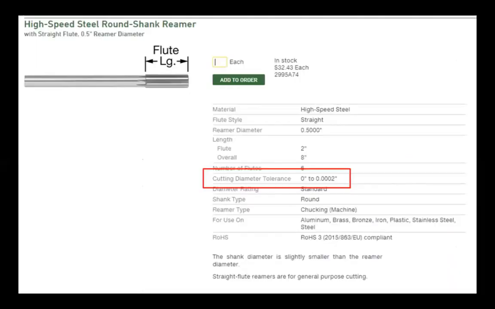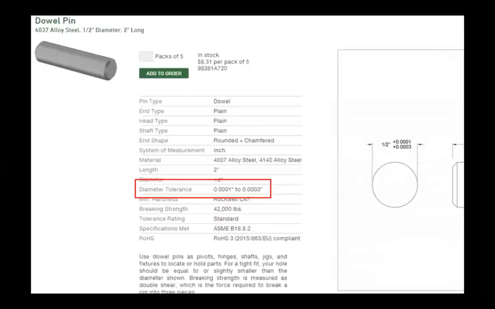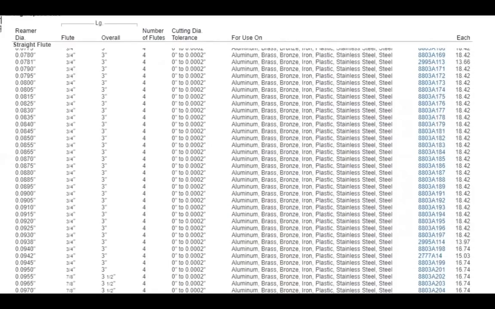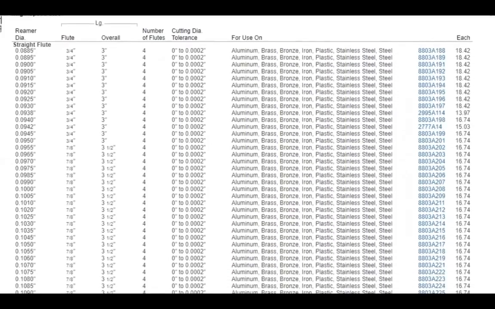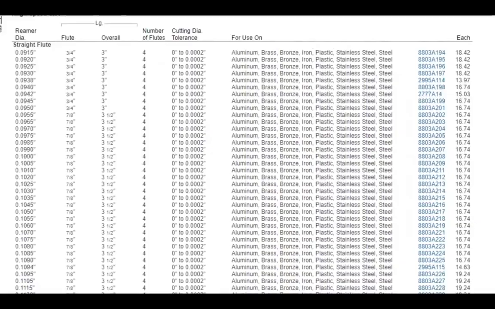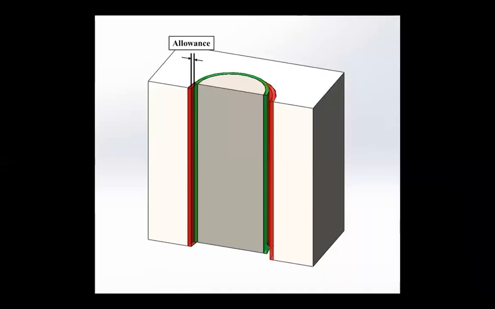If you know the tolerance range you can expect from your reamer, and you know the tolerances of the dowel pins, you can choose a reamer size where the smallest hole the reamer can cut still has space for the largest dowel pin. This is called the allowance, and is typically something you choose. You're allowing, say, 25 microns of space between the largest dowel pin and the smallest reamed hole.